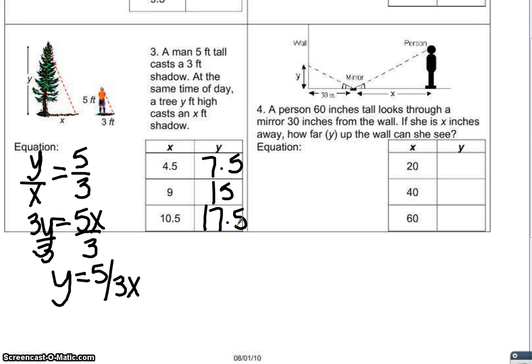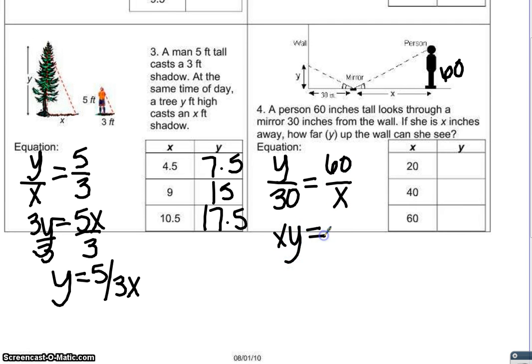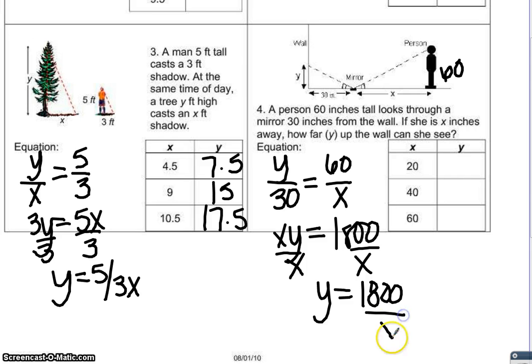Same thing on number 4. It says a person 60 inches tall looks through a mirror 30 inches away from the wall. So this person is going to be 60, and if she's x inches away, how far up the wall can she see? Again, setting up a proportion, I'd have y over 30 equal to 60 over x. When I cross multiply, I get xy equals 1800. Divide both sides by x, and I get y equals 1800 over x. When I plug in my values for x, my y values become 90, 45, and 30.